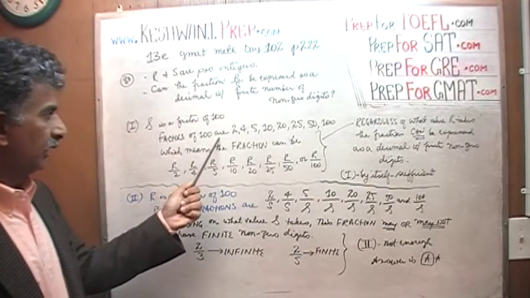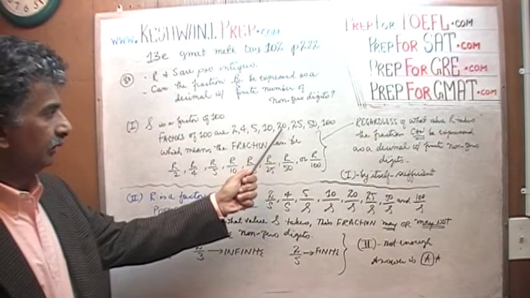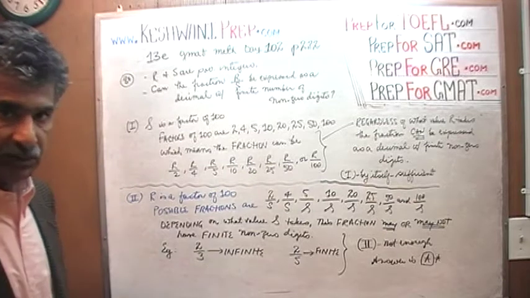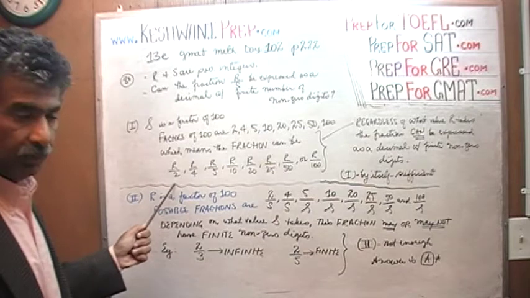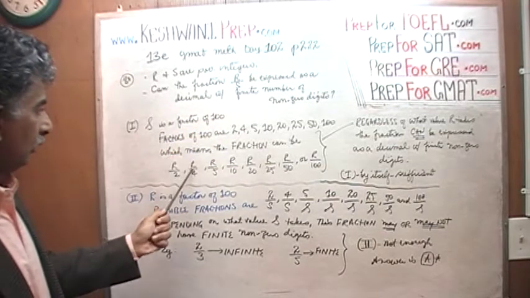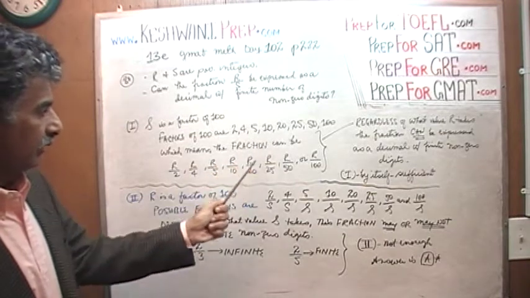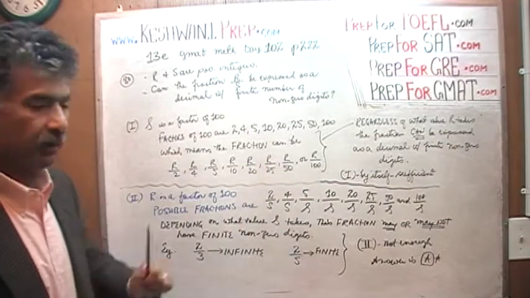Factors of 100 are 2, 4, 5, 10, 20, 25, 50, 100. I left out 1. Which means the fraction in question could be R over 2, because R is on the top, or R over 4, or R over 5, or R over 10, R over 20, R over 25, R over 50, or R over 100.